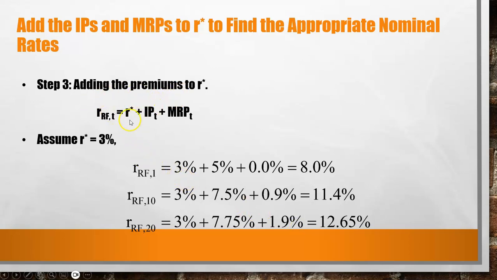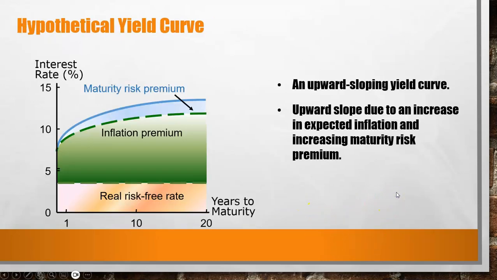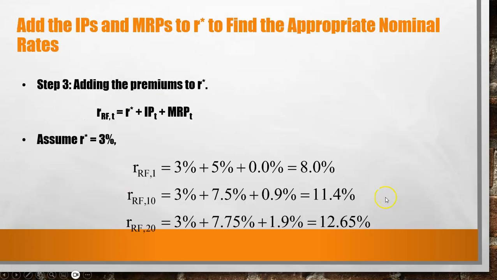Adding the premiums to R star. So assume R star is 3%. So 3% plus 5% plus 0 is 8%. So for 1 year, we would expect 8%. For 10 years, we would expect 11.4, and then for 20 years, we expect 12.65. So you can see as time goes up, we are expecting to earn more money on our money.